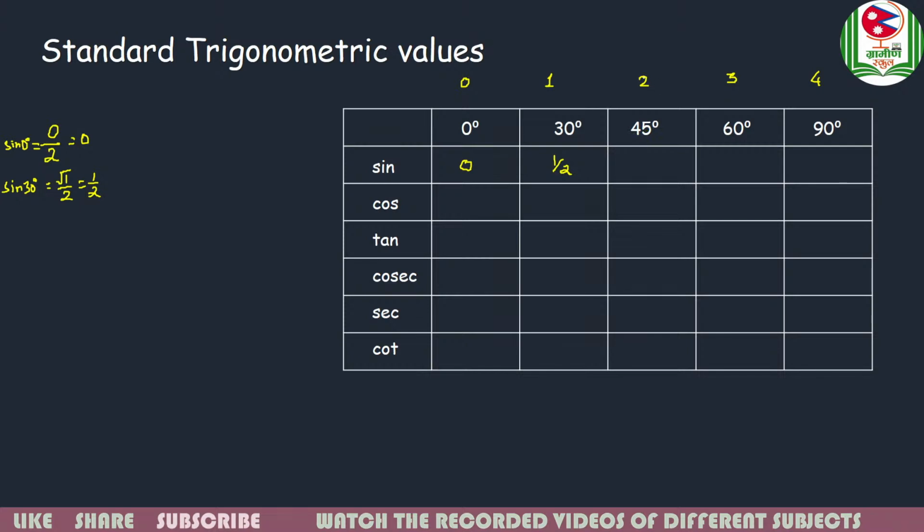For sine 45, where the value is 2, we write sine 45 degree is given by root under 2 upon 2. On dividing, we get 1 upon root under 2. So sine 45 degree is 1 by root 2. Similarly, for sine 60 degree, we write sine 60 degree is equal to root under 3 by 2, as the value is 3. So we write root 3 and divide by 2, and on solving it remains unchanged. So the value of sine 60 degree is root 3 by 2.